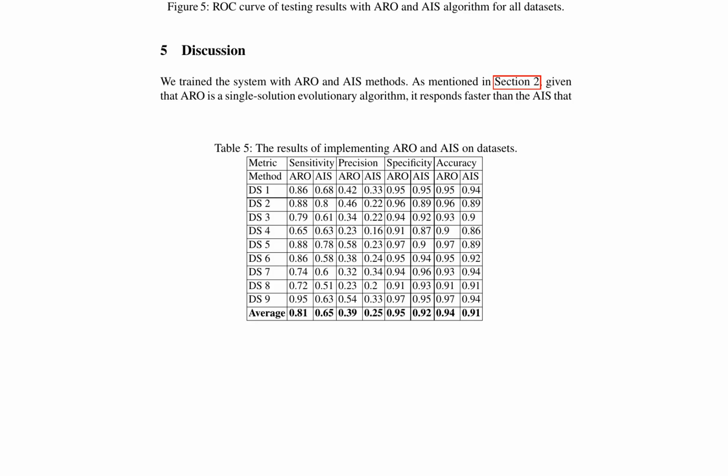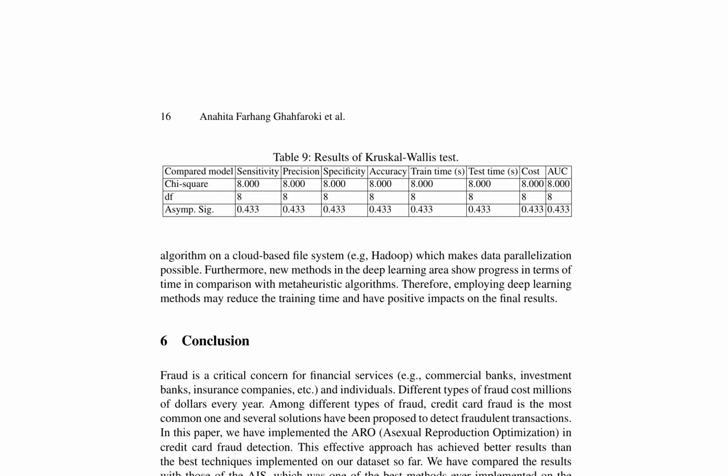The results indicate that ARO outperforms AIS in all metrics, with an average sensitivity of 0.81 and precision of 0.39, compared to 0.65 and 0.25 for AIS. ARO also demonstrates a significantly shorter training time, averaging 6.25 seconds, making it more suitable for real-time fraud detection systems.